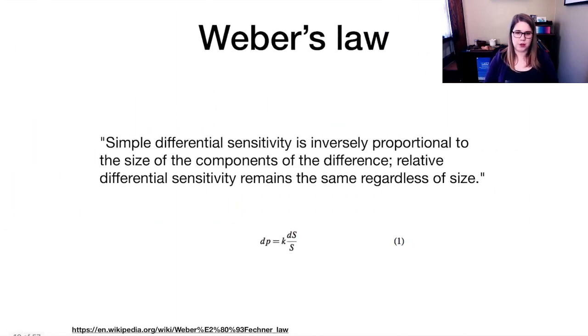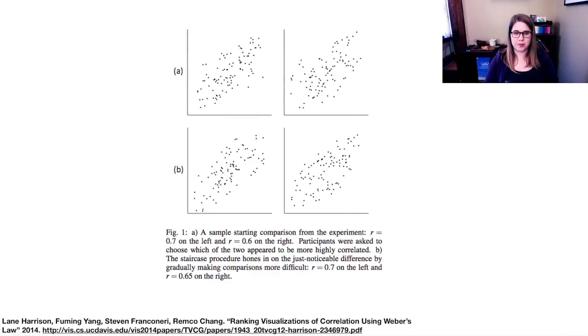And this is an example of Weber's law, which is that differential sensitivity is inversely proportional to the size of the components of the difference, and relative differential sensitivity remains the same regardless of size. Weber's law is something that has been shown to work for things like length and area and volume.